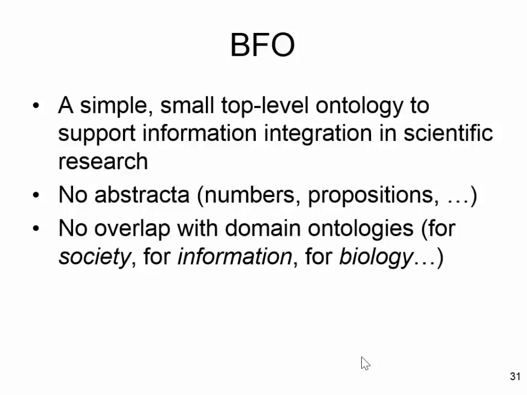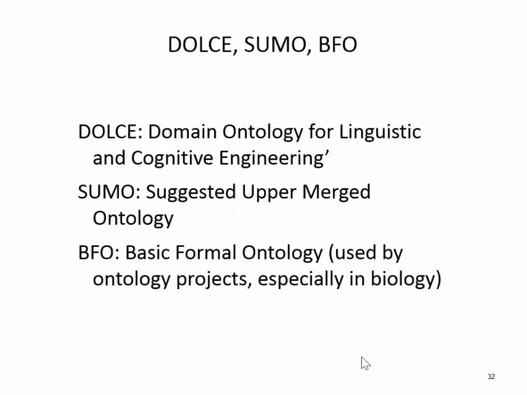Now, in this, BFO is different from both Dolce and Sumo. So these are the three most used upper-level ontologies. Dolce and Sumo are not domain neutral. Dolce contains a little bit of sociology, a little bit of anthropology, human beings, and so forth. Sumo contains a little bit of physics, a little bit of biology, so they have the term crustacean. They are not cleanly separated from domains.